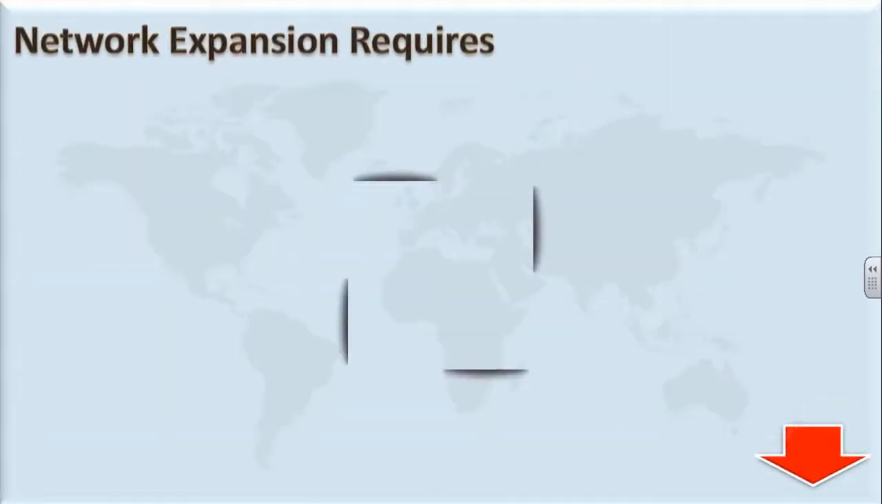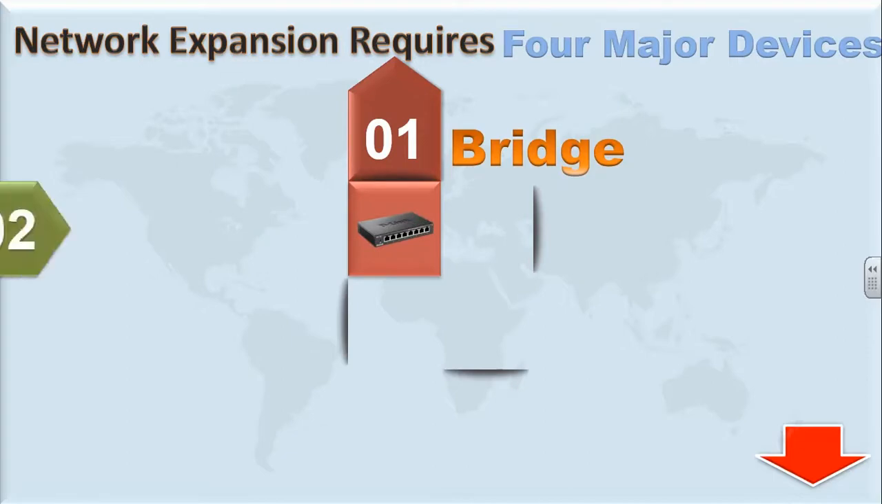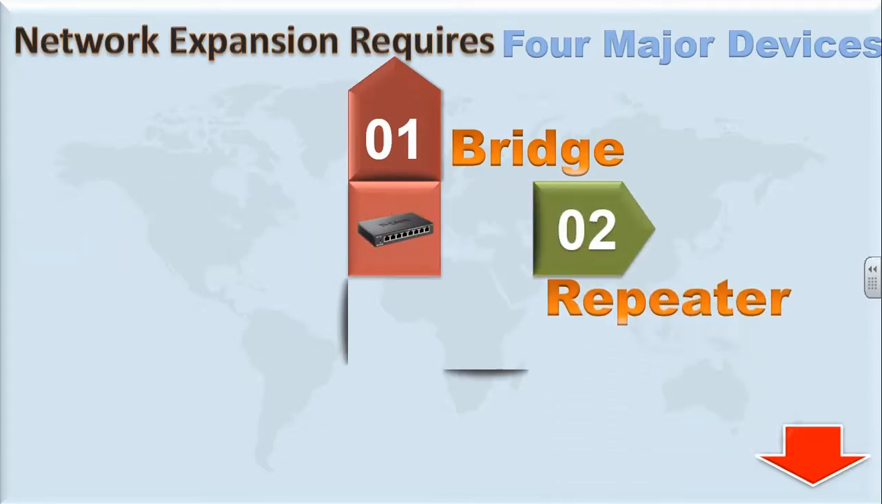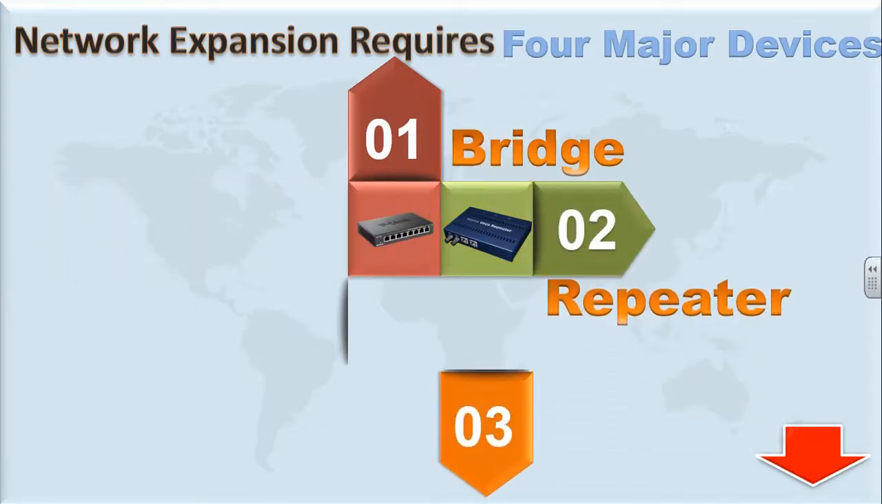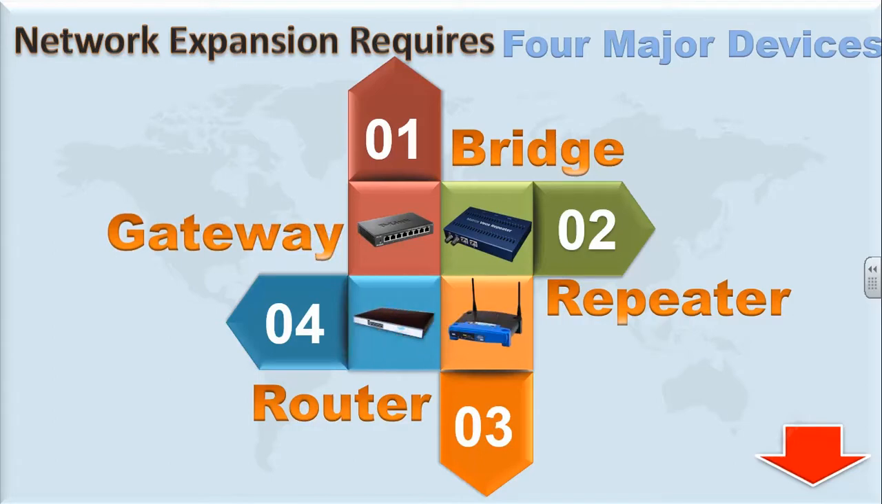Network expansion requires 4 major devices. First, bridge. Second, repeater. Third, router. Fourth, gateway. All these devices we are going to study one by one.